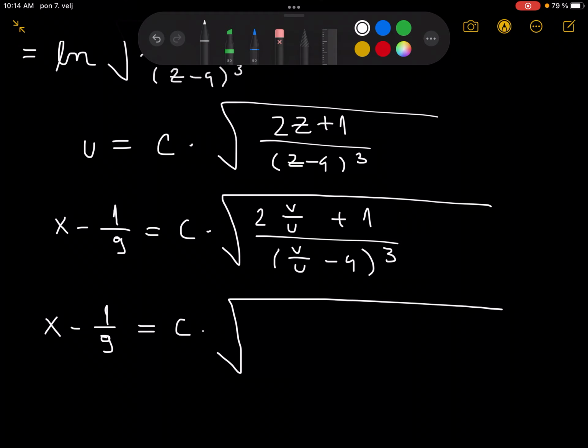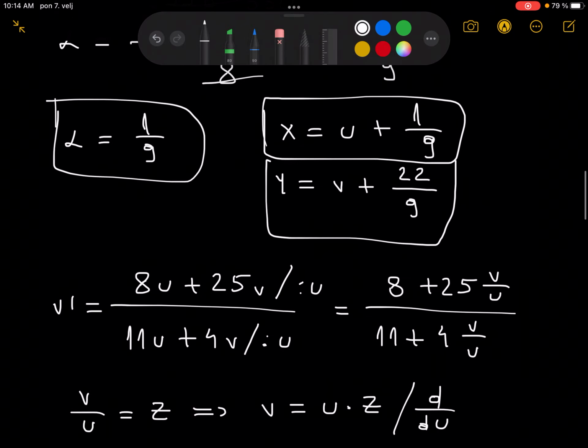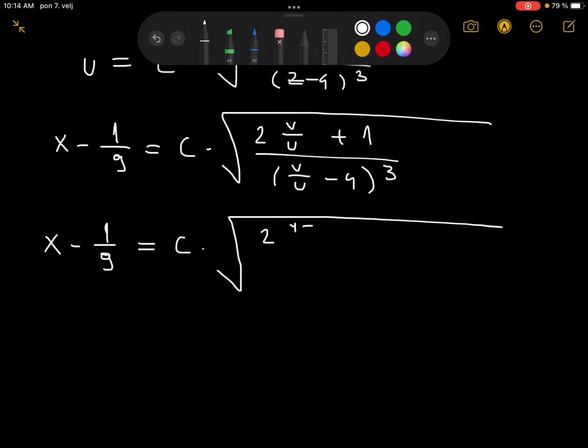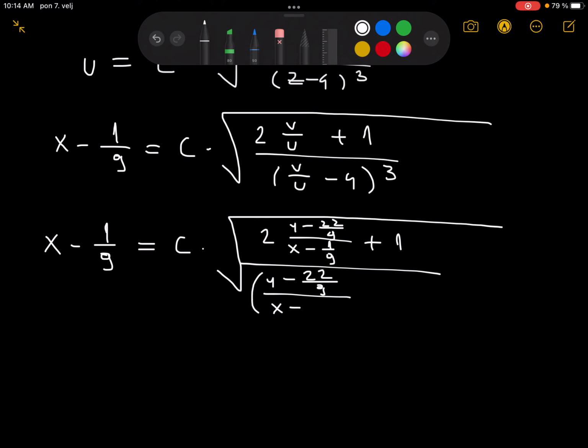Okay, so x minus 1 over 9 is equal to c times the square root of 2 times v, which is y minus 22 over 9, y minus 22 over 9 over x minus 1 over 9 plus 1 over y minus 22 over 9 over x minus 1 over 9 minus 4, everything to the third power.